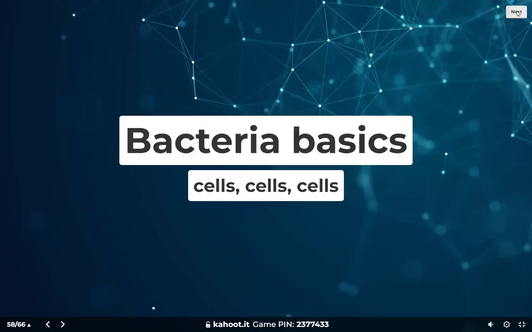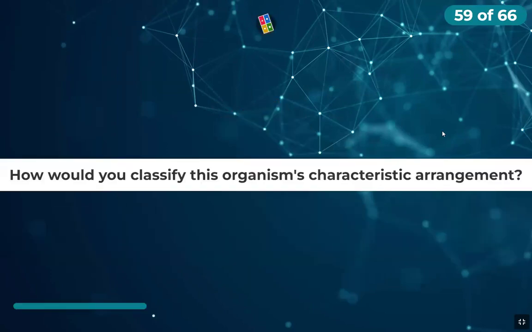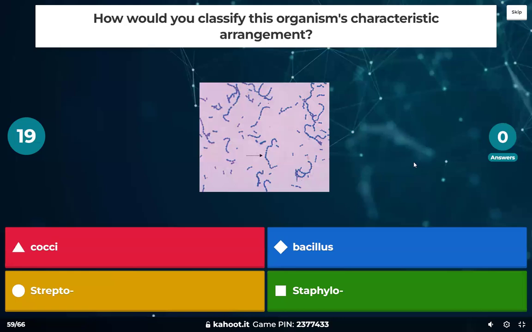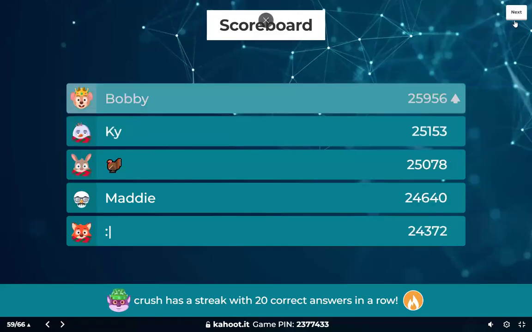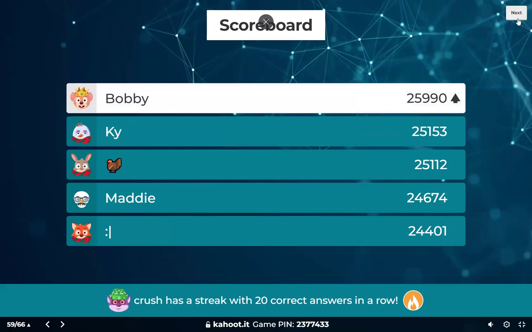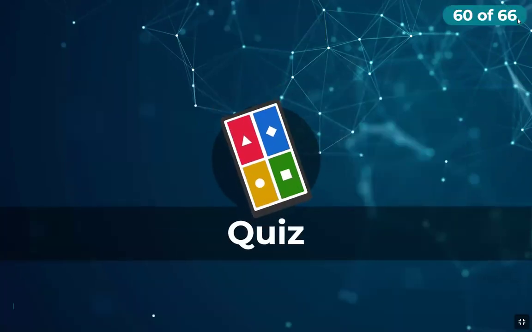All right, let's talk about bacteria in general, cells. How would you classify this organism's characteristic arrangement? I point an arrow at the specific one I'm looking at here. Because there are obviously diplo in the picture, but don't get caught up on the diplo here. Diplo is pairs. All right, so that's strepto. Strepto, chains. This is our example for strepto.